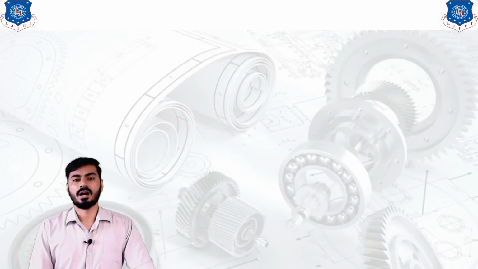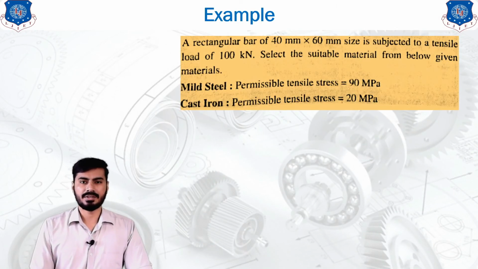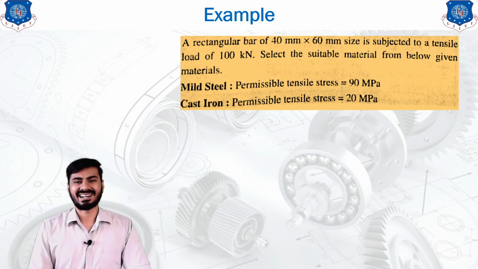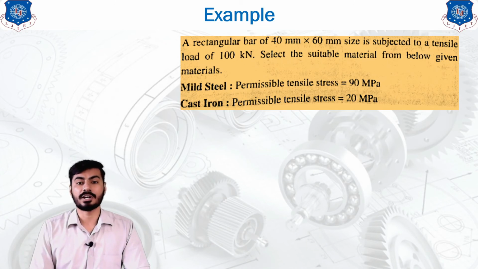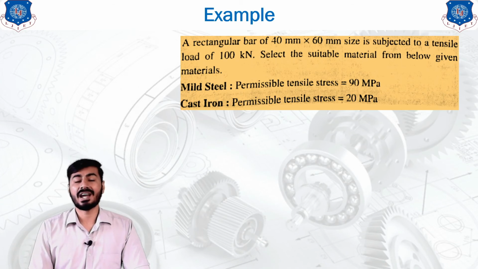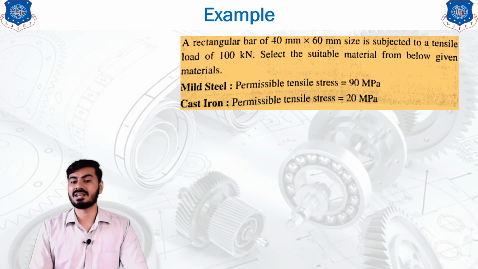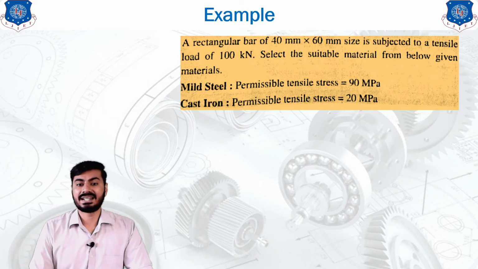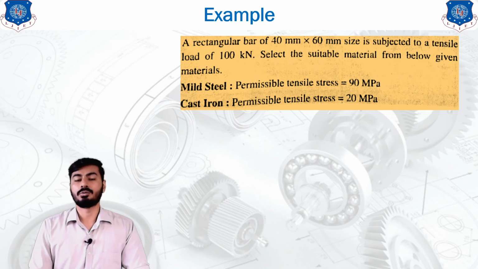Now we will see another example based on the factor of safety, which is a very simple example. A rectangular bar of 40 by 60 mm size is subjected to a tensile load of 100 kilonewton. Select a suitable material from below. So we have two materials. First one is mild steel, having a permissible tensile strength of 90 megapascal, and second one is cast iron with a permissible tensile stress of 20 megapascal.